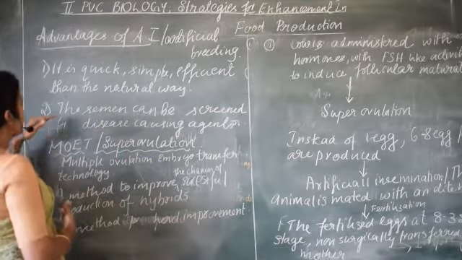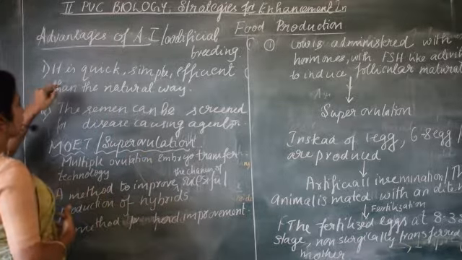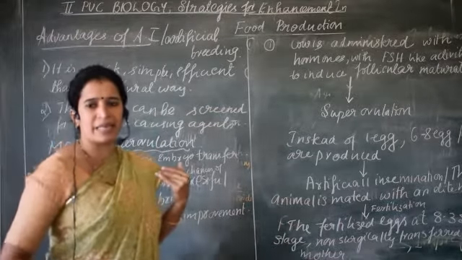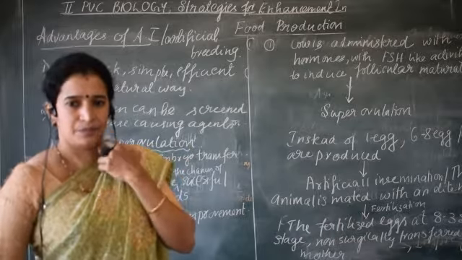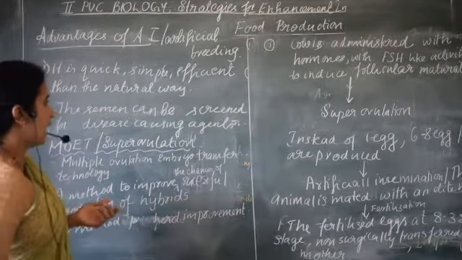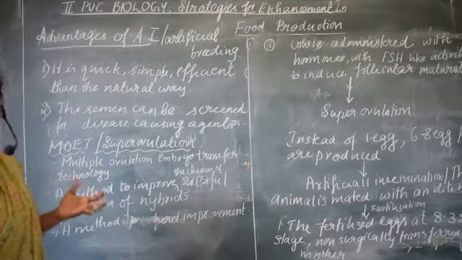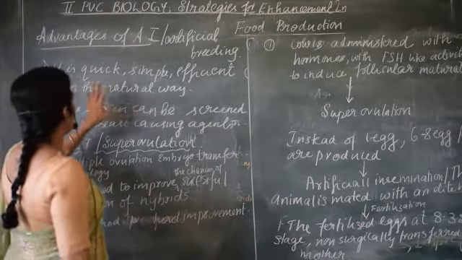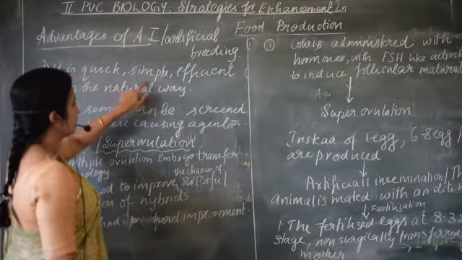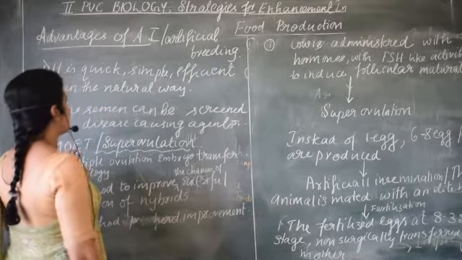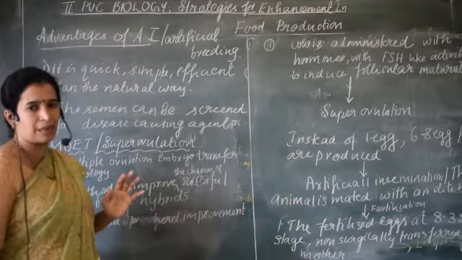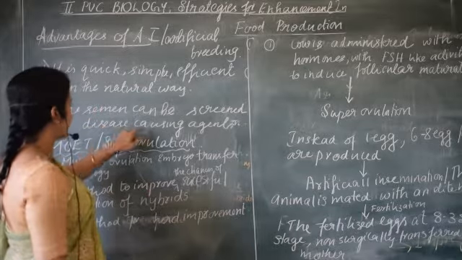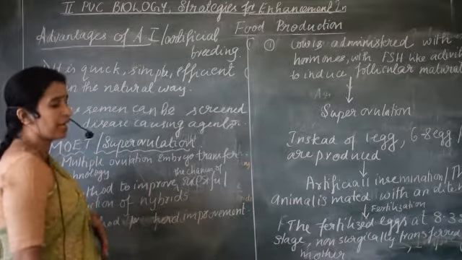This technique is one of the quick techniques, because whenever it is required we can get the semen and artificially breed the cow, so there is no need to wait for the bull or any other way. It is quick, a very simple method and an efficient method compared to the normal method of breeding. Also, the semen which is collected can be screened for disease causing agents.